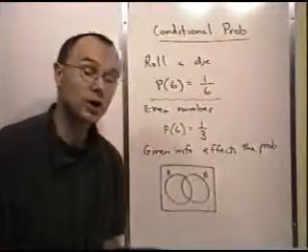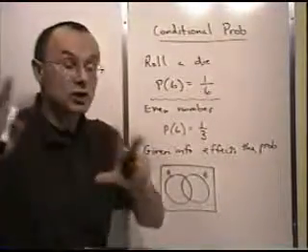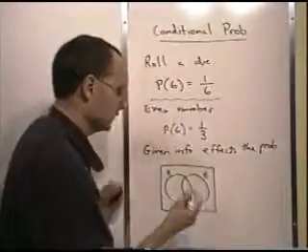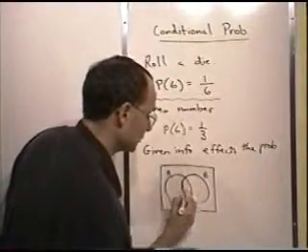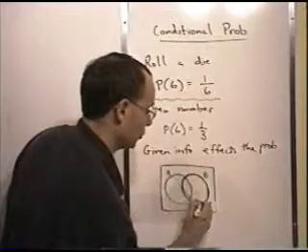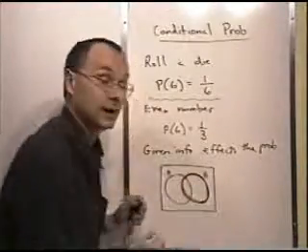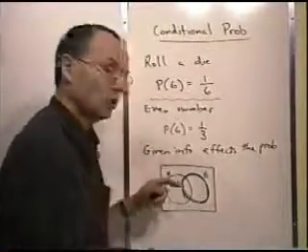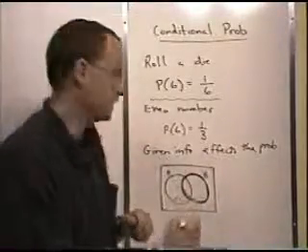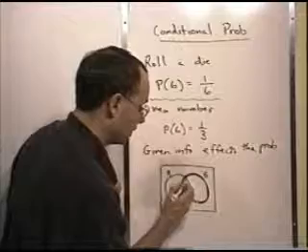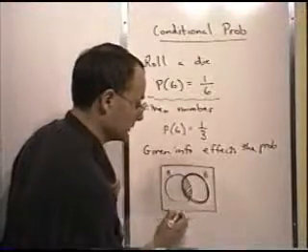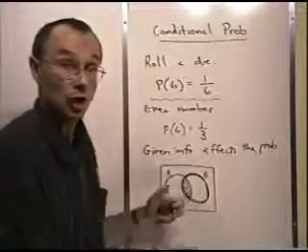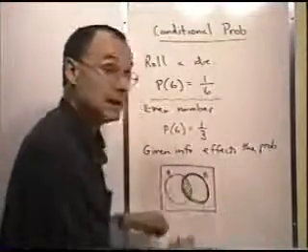But then I come along and I say to you, but I know B has occurred. Okay, so now I know this has occurred. All right, so we know we're dealing with this circle here that I've bolded. And so what part of that is going to be A? Only this part here, the intersection. Only this has an A in it. Okay, because we know we're contained within B.